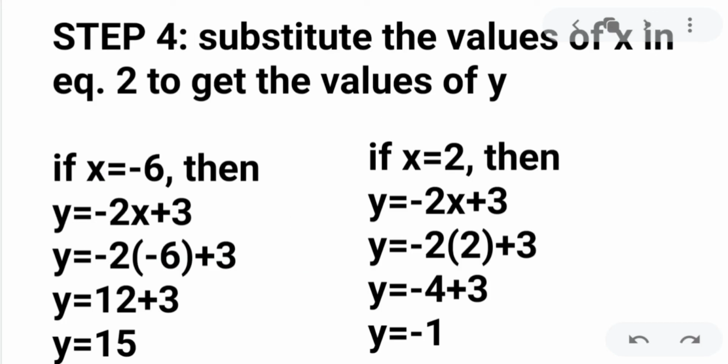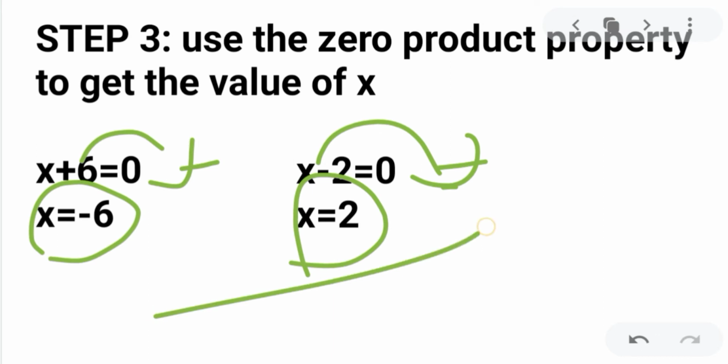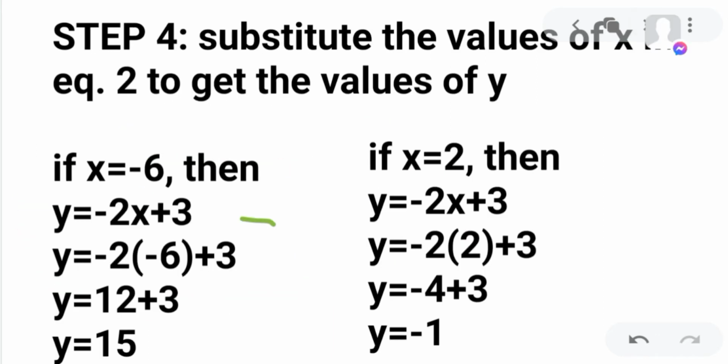Now, we have to find the value of y. To find the value of y, we have to substitute the values here into equation 2. So, equation 2 is y equals negative 2x plus 3. So, if x equals negative 6, then y equals negative 2 times negative 6 plus 3. Negative 2 times negative 6 is positive 12 plus 3. 12 plus 3 is y equals 15. Therefore, the value of your y is 15.